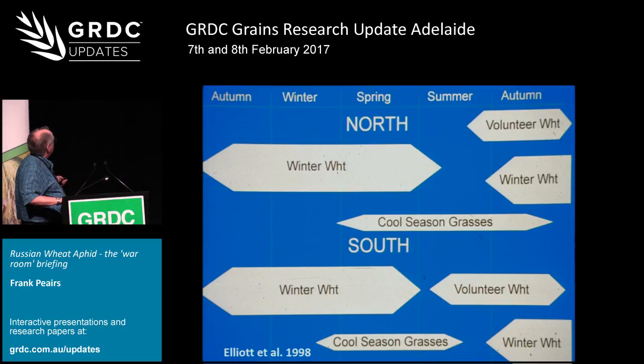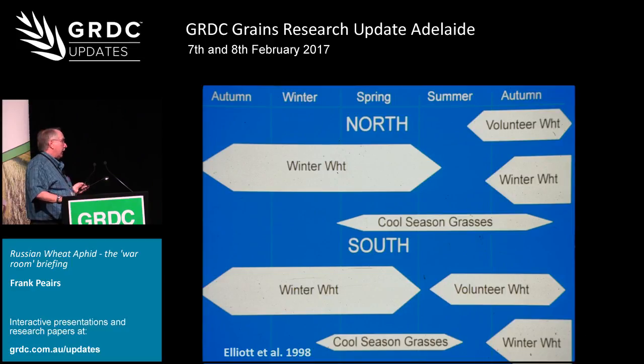And so the other way for them to get to the second crop is to go through volunteer wheat. And so in the southern plains, they can go this way, but if they do, they have to go back to volunteer wheat and get on to the next crop.